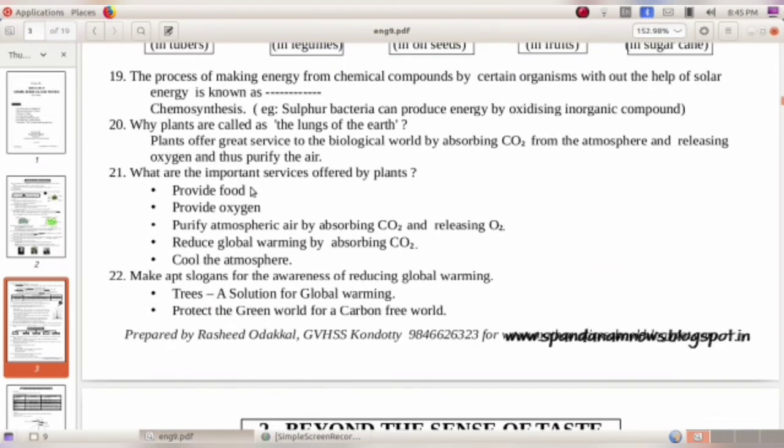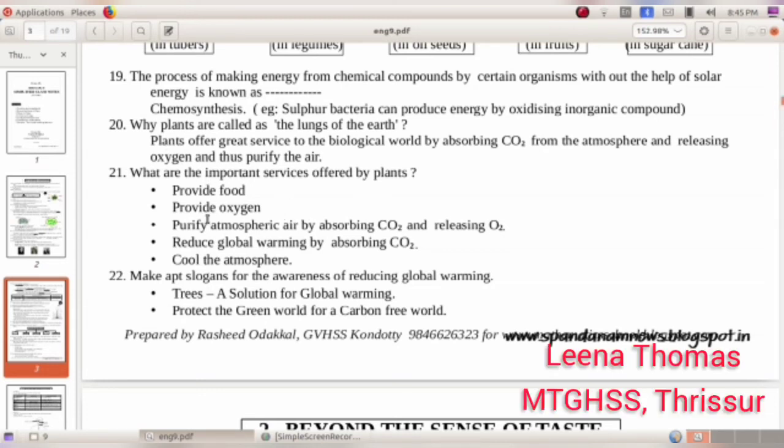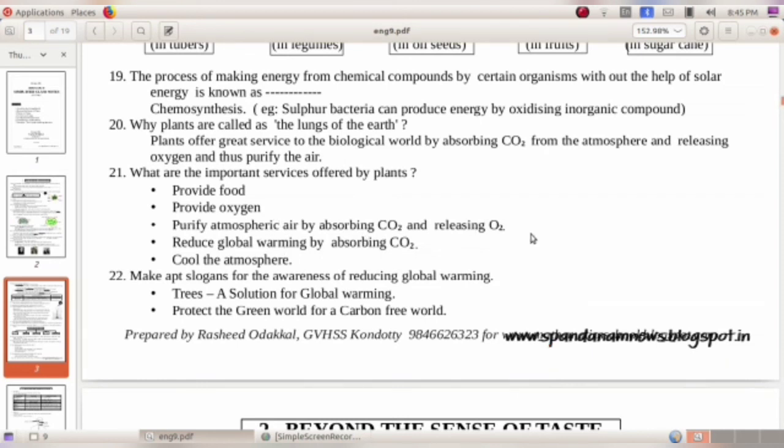Then we already know that plants give many important services to us, to the earth. It provides food for us, it provides oxygen, it purifies atmospheric air by absorbing carbon dioxide and releasing oxygen, it reduces global warming by absorbing carbon dioxide, and it cools the atmosphere.